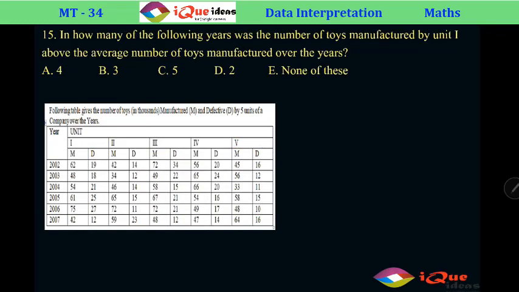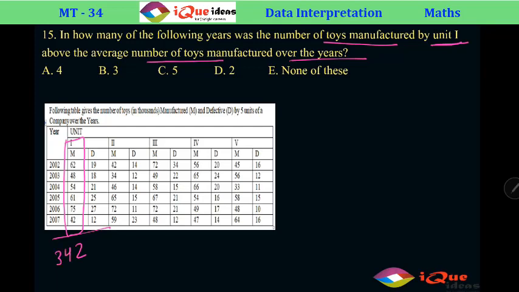Now the next one says, in how many of the following years was the number of toys manufactured by unit 1 above the average number of toys manufactured over the years? Right. So first let's find the average of unit 1. Let's find the total sum. If you add them, 2 plus 8, 10, 14, 15, 22. So 2 carry forward. 6 and 2, 8 and 4, 12 and 5, 17 and 6, 23, 34.